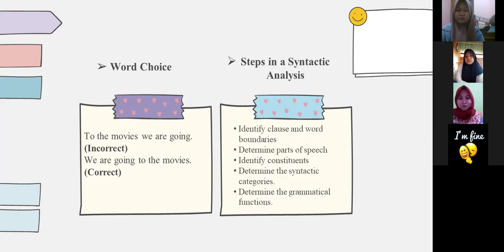Next, classification 1 determines the part of speech. The next, segmentation 2, is about identifying constituents, and classification 2 determines the syntactic categories for the constituents. And then the last determines the grammatical function of the constituents. I think that's all from me.